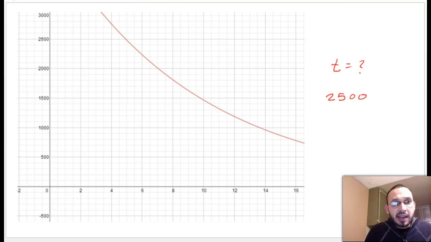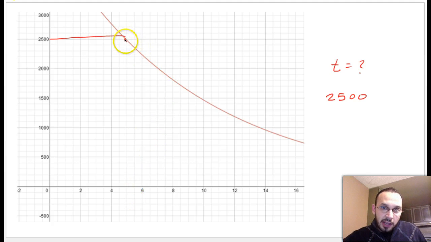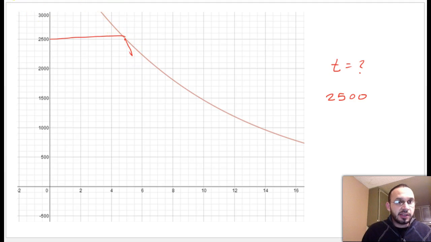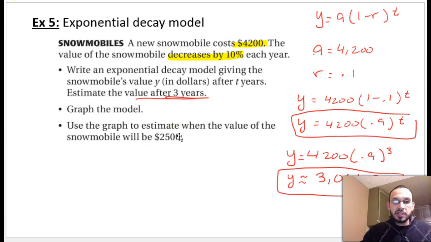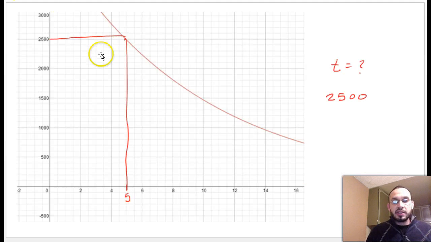So let's look at this graph. 2,500 is up here, so it hits around there. Now we follow that line straight down. Let's see how well I can draw a straight line. That is not good, but let's see if I can get that. It looks to be close to, yeah, there it is. It's actually hitting 5, which means if we answer our previous question, use the graph to estimate when the value of the snowmobile will be 2,500, the snowmobile will be 2,500 in 5 years.